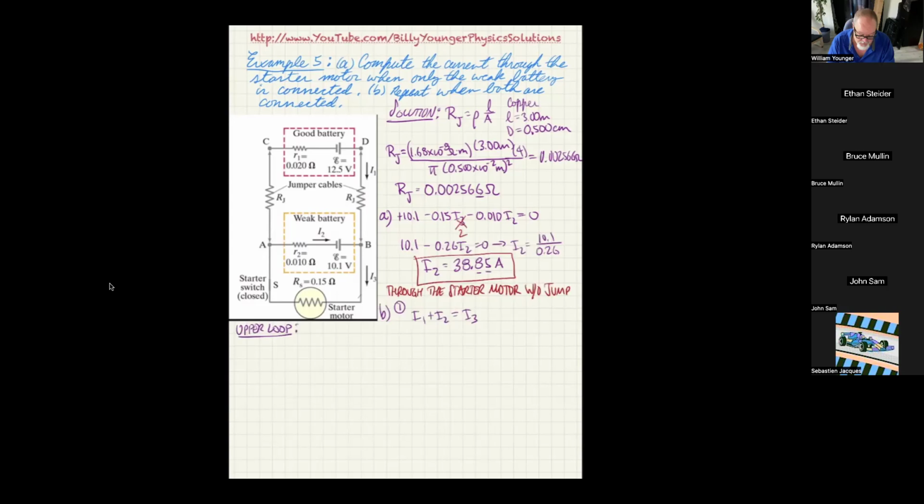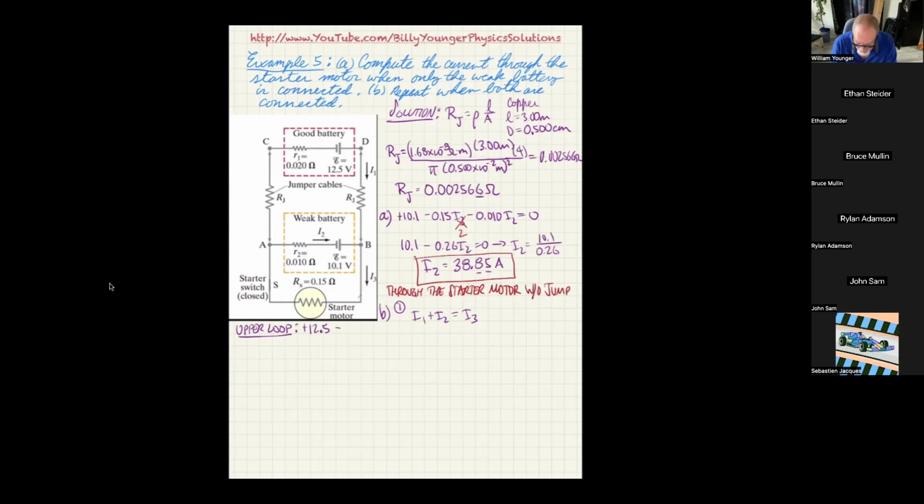I'll start at C. So for this upper loop I'm starting at C and going this way, this way, this way, and this way. You can see I am going with the direction of I1 against the direction of I2. So that means I have to count the resistances along I2 as voltage increases, but the resistances along I1 I count as voltage decreases. So I'll start, let's say, right here instead of at C, going this way. That means I start off with a 12.5 volt jump, so I'll say plus 12.5.